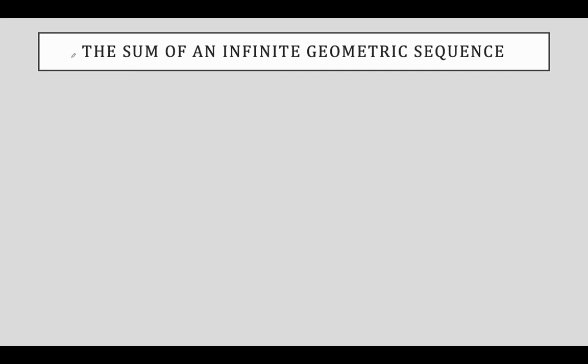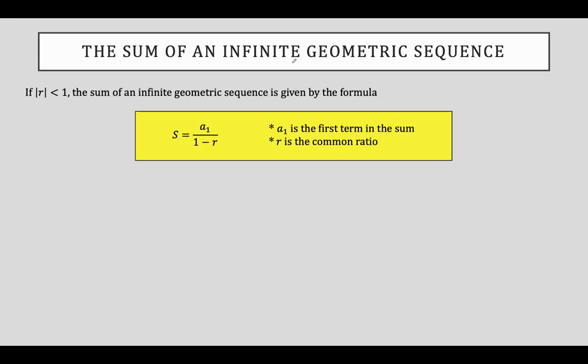One interesting thing about geometric sequences is that we also have a sum formula for the sum of an infinite geometric sequence. That means the sum of an infinite number of terms. If the absolute value of r is less than 1, meaning the absolute value of our common ratio is less than 1, the sum of an infinite geometric sequence is given by the formula S is equal to a1 divided by 1 minus r, where a1 is the first term in the sum and r is the common ratio.